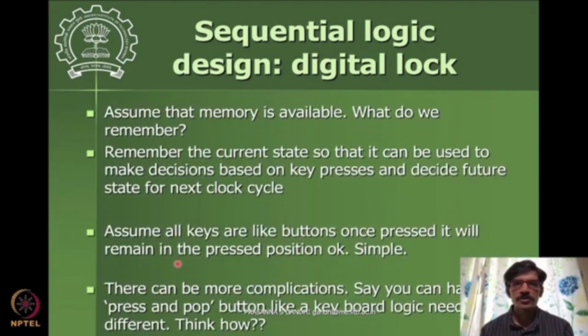So memory is available. What do we use it for? To remember the current state, so that it becomes a previous state when you proceed. So you remember the state of the system, so that you can take a decision for the future.